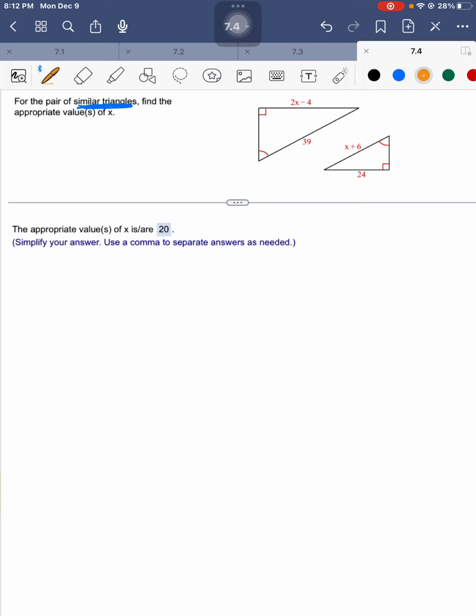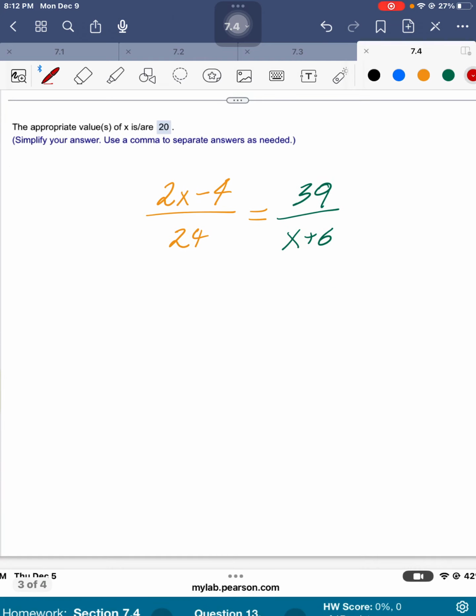So let's set proportions. In orange, I'm going to do one proportion. So from the 90 degree to the no arc is 2x minus 4. What is the 90 degree to the no arc here? It is 24. Now let's do the other one in green. So the no arc to the one arc is 39. And the no arc to the one arc is x plus 6. Okay, cool. So now let's cross multiply.